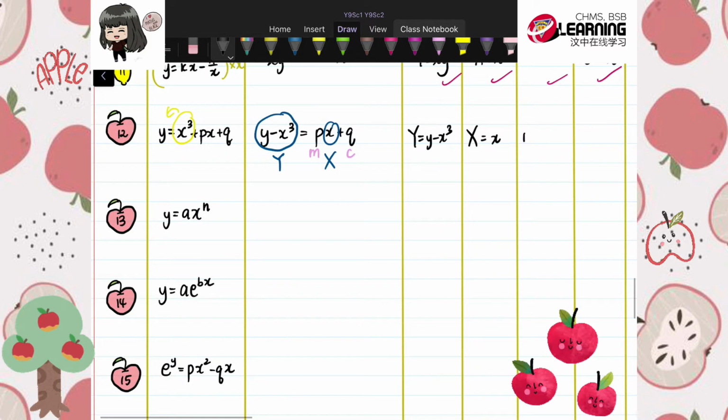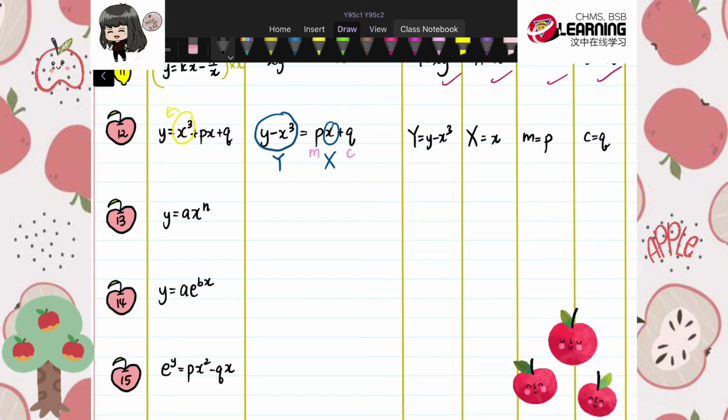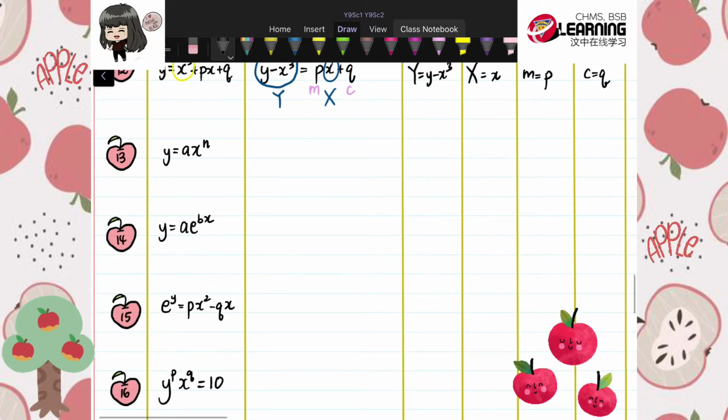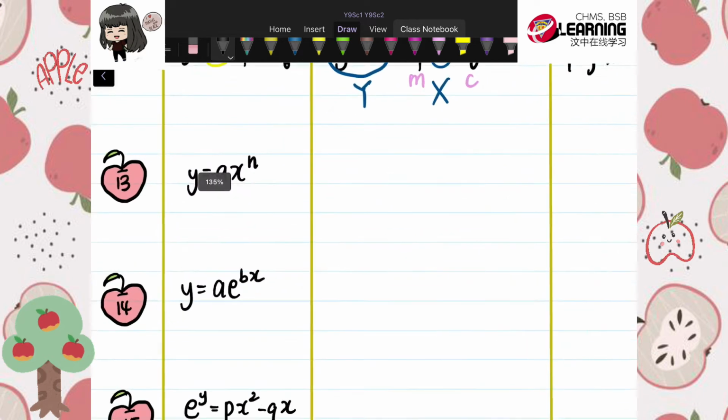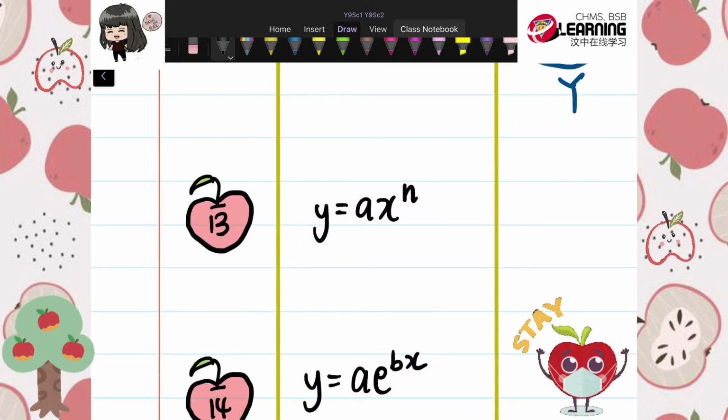Okay, and your M is P and your C, the y-intercept, will be your Q. Yep, that's it for question 12. And now let's focus on question 13. Okay, you look at question 13. This one. How are you going to make this non-linear to y equals mx plus c?